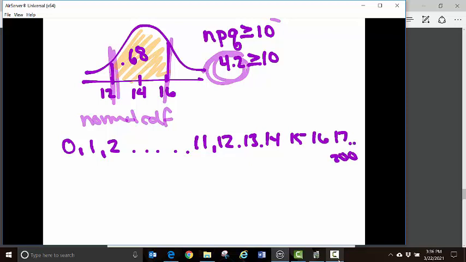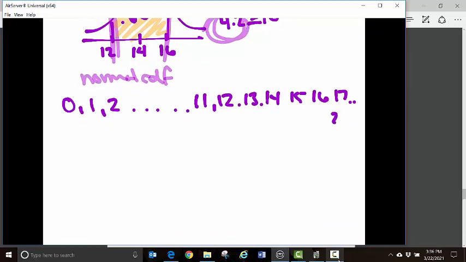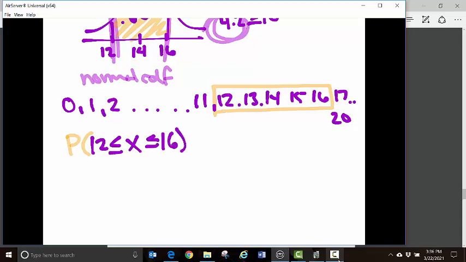Okay, so there's our picture, right? Those are the things that could happen. 0 up to 20 people passed all of their classes. And I'm asking how many passed between 12 up to and including 16. Okay, so the probability of my random variable being between 12 and 16.